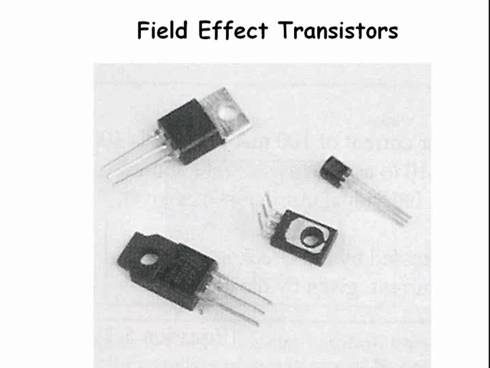Bipolar transistors are current devices, and field effect transistors, FETs, are voltage devices. FETs are given that name because they are controlled by an electric field, a voltage. FETs have a very high input impedance, typically 1 megohm or higher.